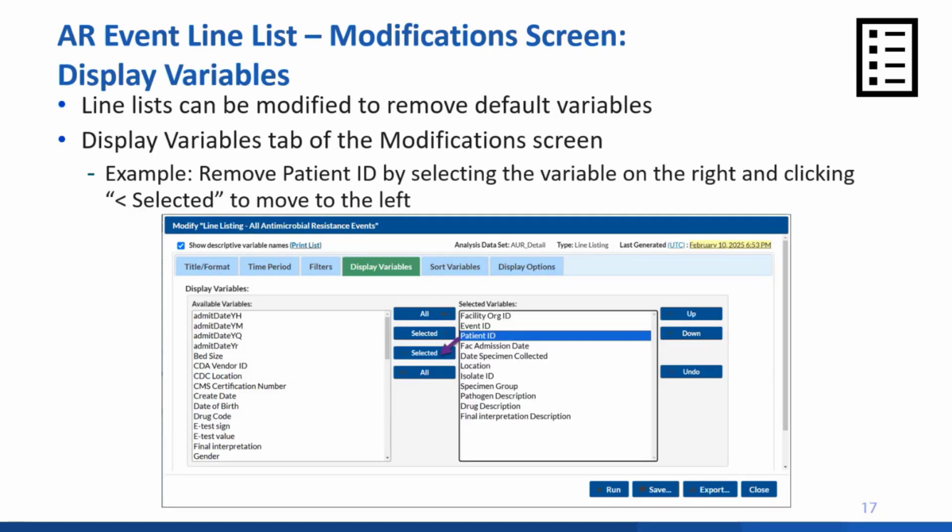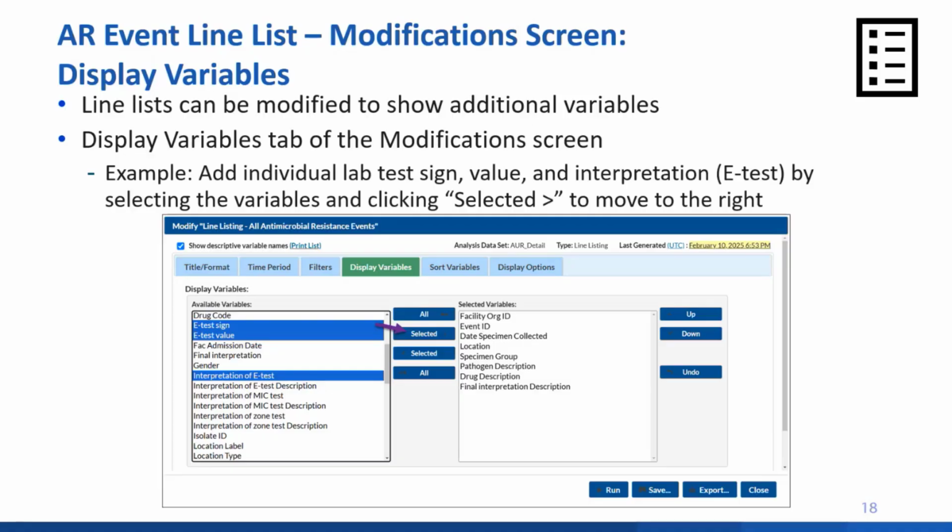To modify the line list to remove default variables, click the Display Variables tab of the modification screen. In this example, I removed the default variable patient ID by selecting the variable on the right and clicking the selected button where the arrow is pointing to the left to move the variable to the left to take it out of my selected variables.